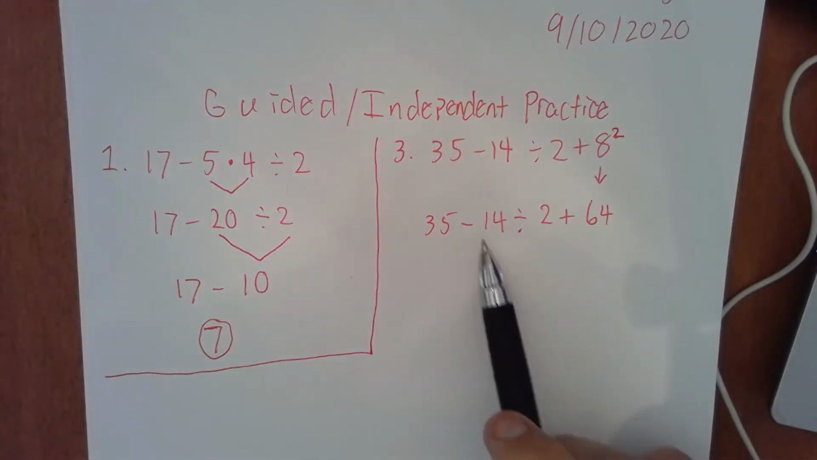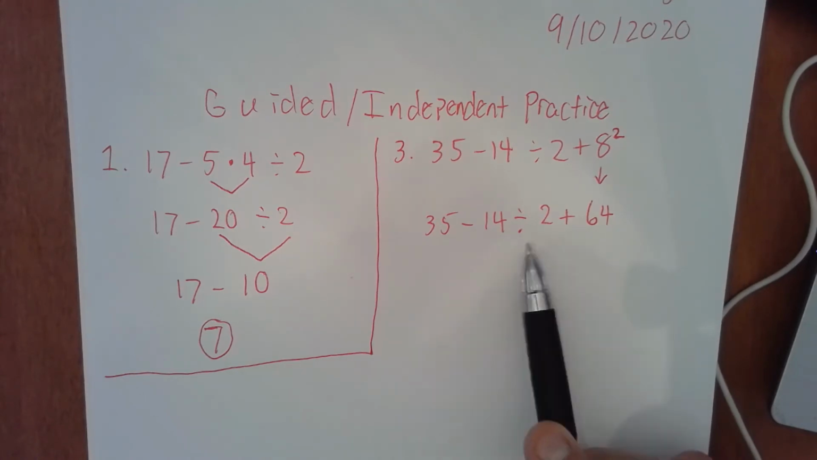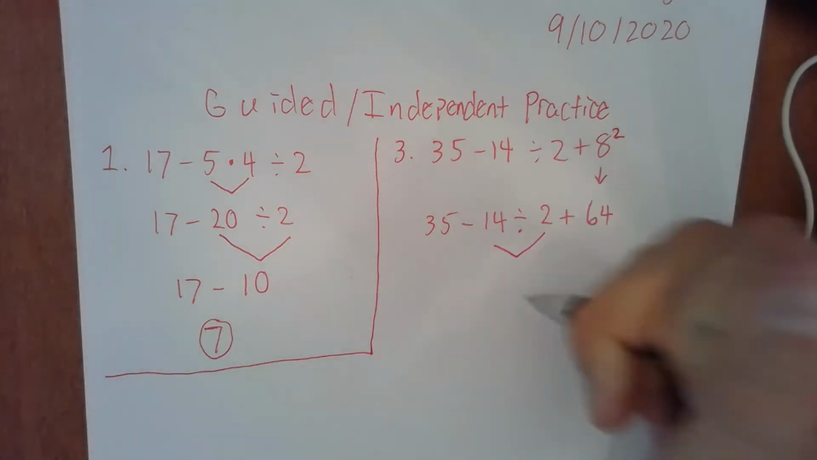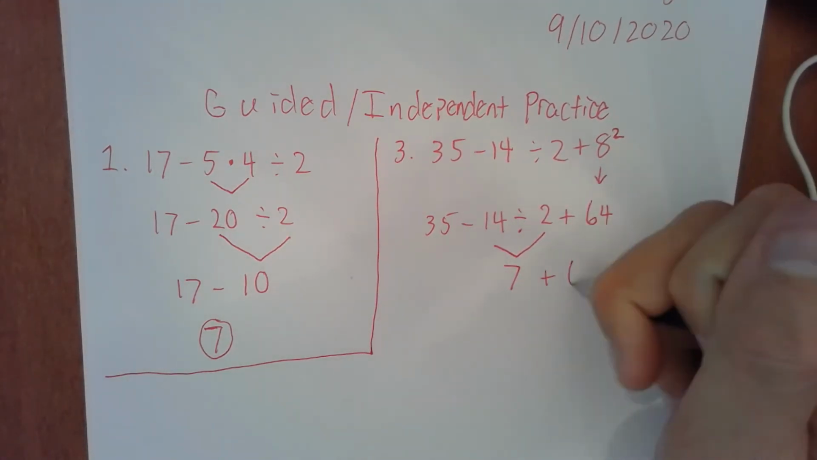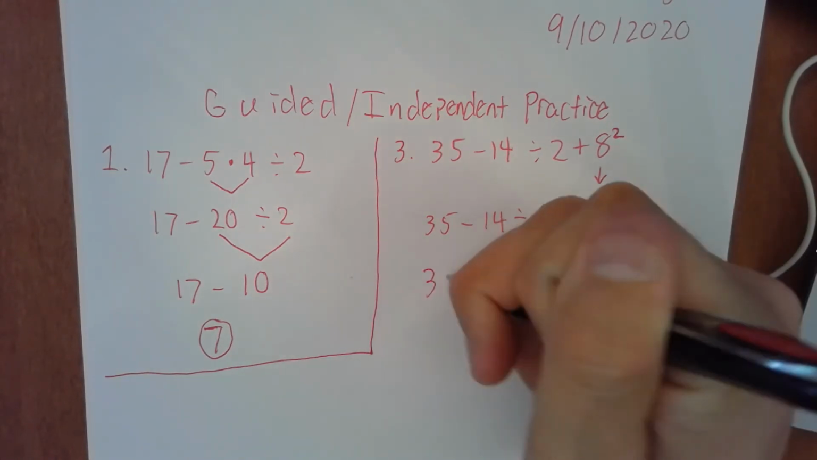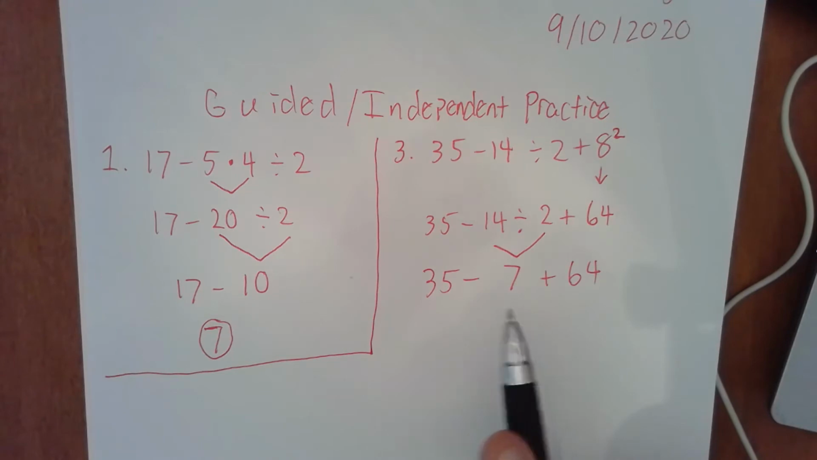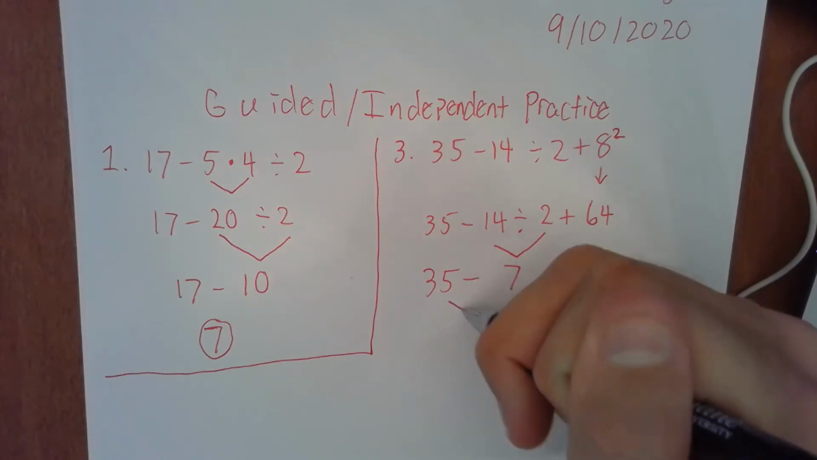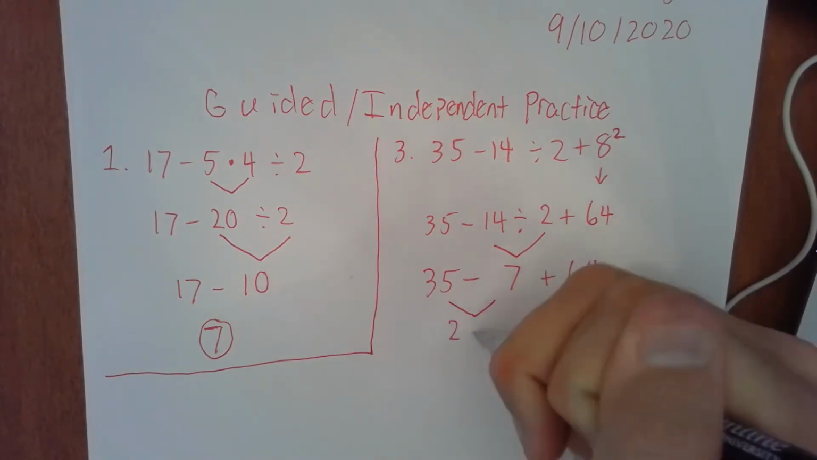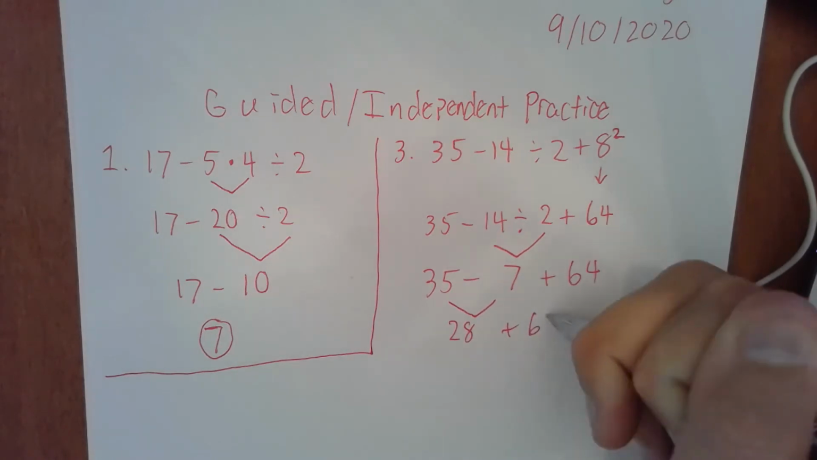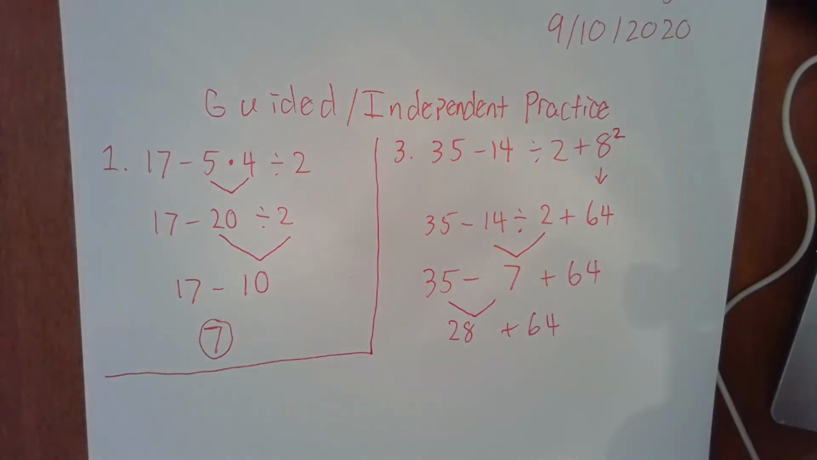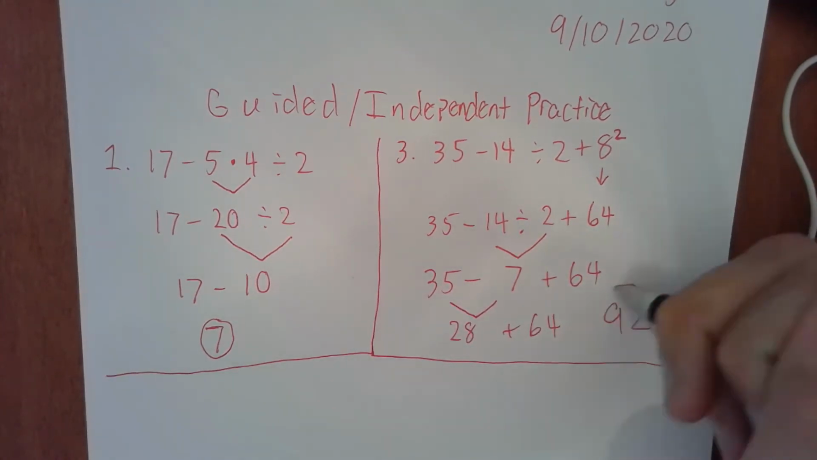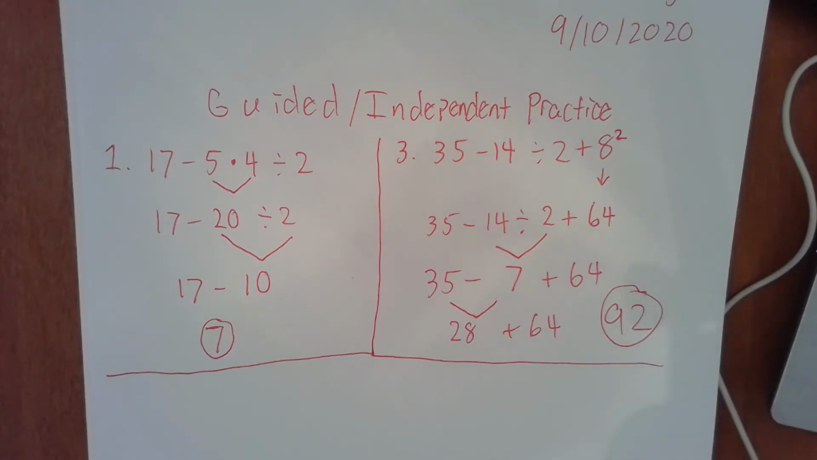Okay, now we're down to 3 operations: subtraction, division, addition. Just like before, division comes before addition and subtraction, so we do 14 divided by 2, which is 7. Bring everything else down. Now we have subtraction and addition. They are tied, so we do the leftmost one first. So 35 minus 7 is 28. And then we have plus 64. Bring it all down. And our final answer is 92. So circle that. Now that we're down to one number, we are finished.